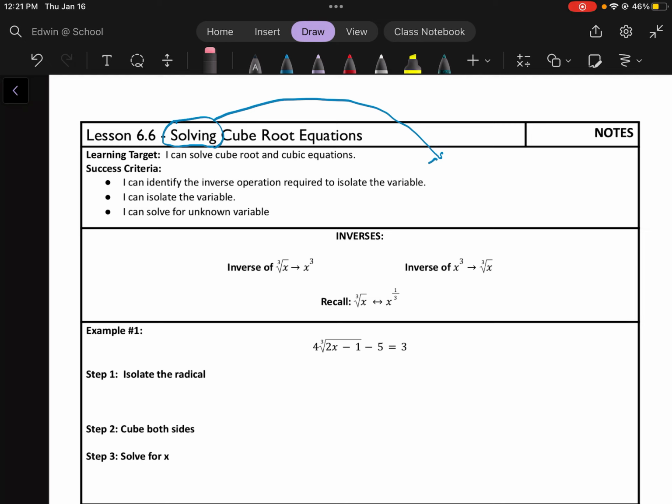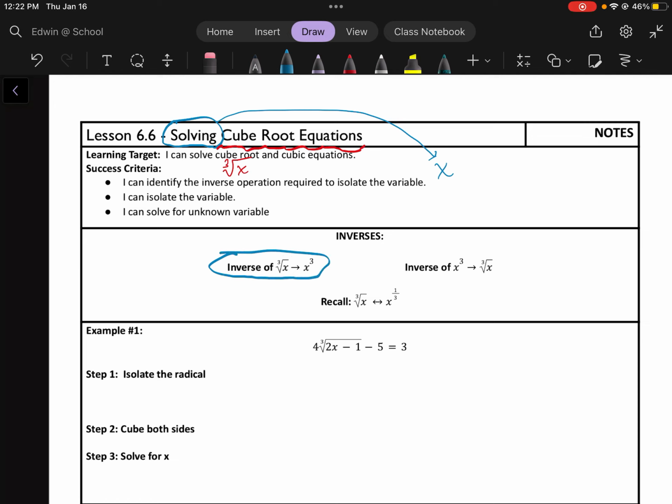Whenever we think of the word solving, I like to think of what we're trying to solve for. What's the point of what we're trying to do? And we are trying to solve for x. Usually in algebra, we're trying to solve for x, trying to find x. The only difference is that the context is going to be cube root equations. We're going to have an equation that's going to look something like this, the little cube root, and we're going to find x.